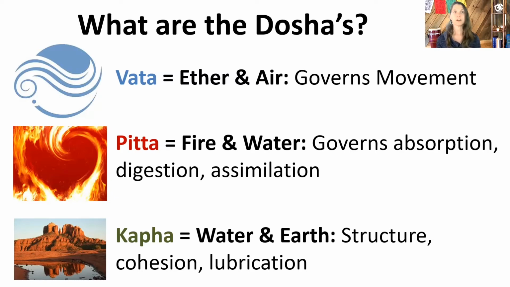Pitta is made up primarily of fire and of water, and Pitta governs absorption, digestion, and assimilation. And we can think of some qualities of Pitta as being hot because it's fire, and sharp. Kapha is made up primarily of water and of earth, and it governs structure, cohesion, and lubrication. And some of the qualities of Kapha are slower, cooler. So we're going to start to look at the human body and the human psychology from the perspective of the three different doshas.